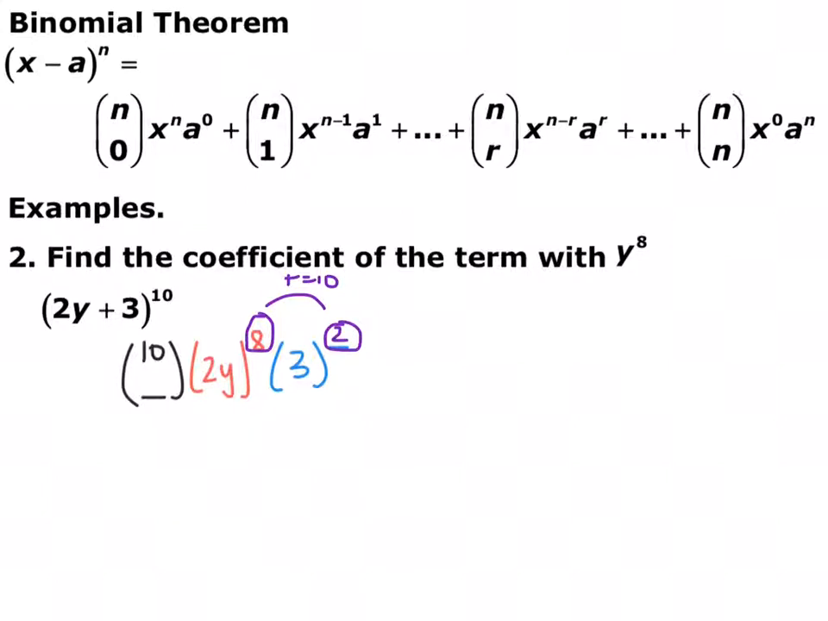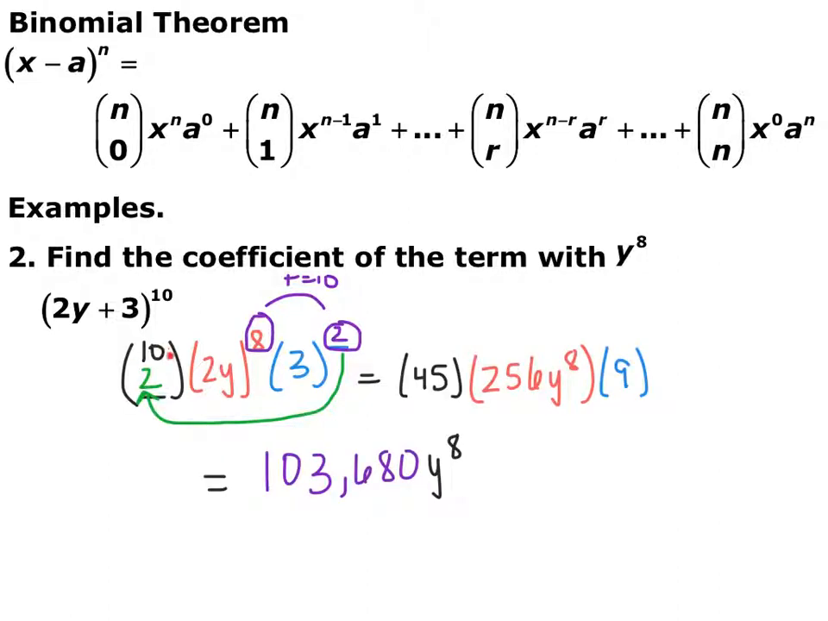And then this exponent is always the same as your r value. The second term's exponent, so the second term, which is 3, that one's always going to have the same exponent as whatever your r value is. So it's going to be 10 choose 2. So now we have our setup here. So go ahead and pause the video and find what the coefficient of this y term is.